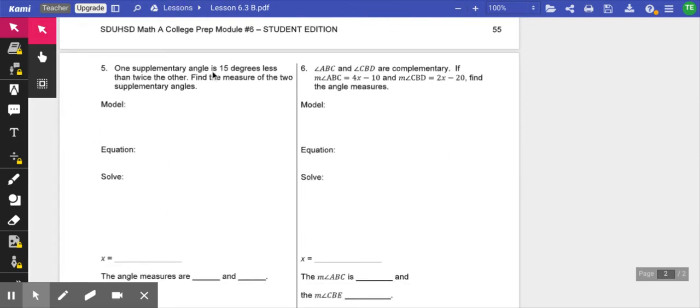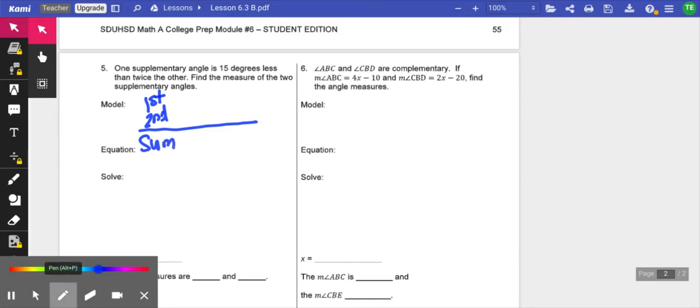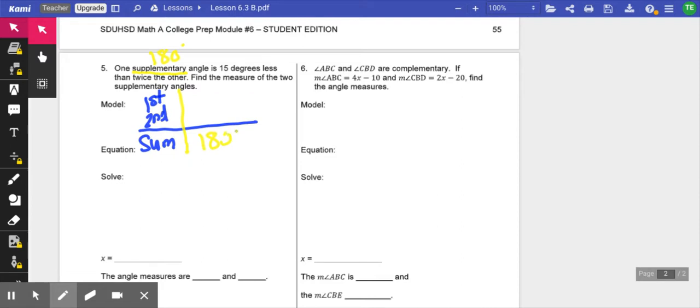One supplementary angle is 15 degrees less than twice the other. Find the measure of the two supplementary angles. Again, I can make a chart or I can make a drawing. I'm going to go ahead and make a chart. I have two angles, first, second. And I have a sum. And I know the word supplementary. Supplementary means it adds up to 180 degrees. So my sum is 180 degrees.